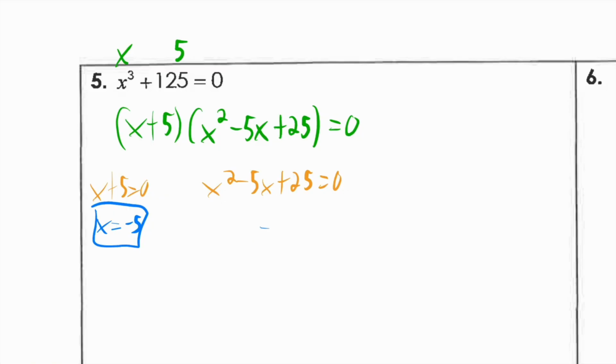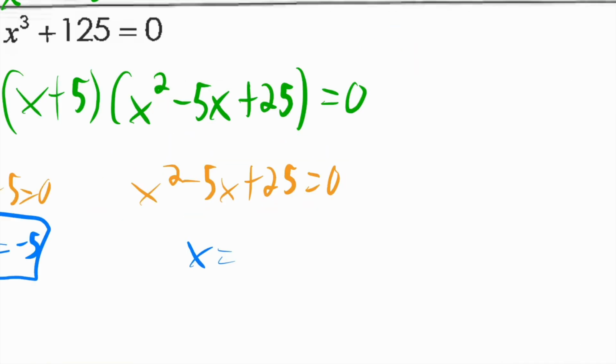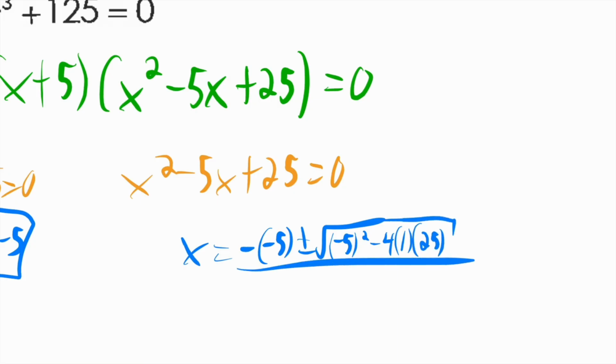So I'll get x equals negative of b. Reminder, the quadratic formula is x equals negative b plus or minus the square root of b squared minus 4ac all over 2 times a. So I will have here negative of negative 5 plus or minus the square root of negative 5 squared minus 4 times 1 times 25 all over 2 times 1.